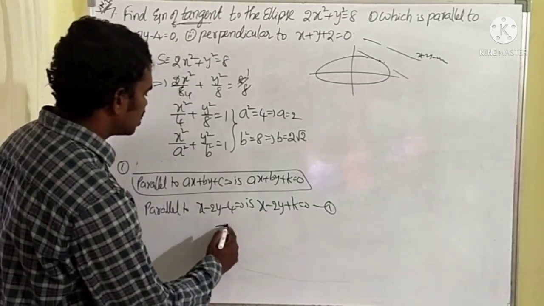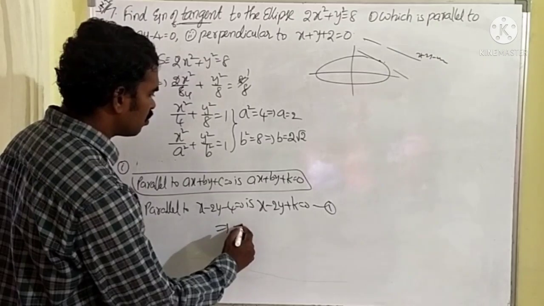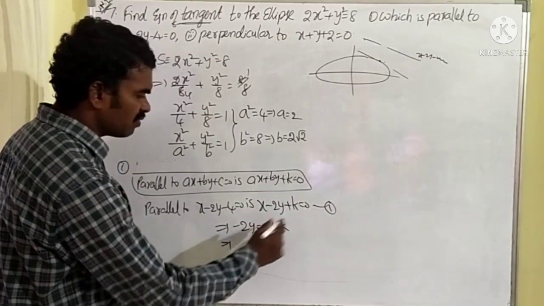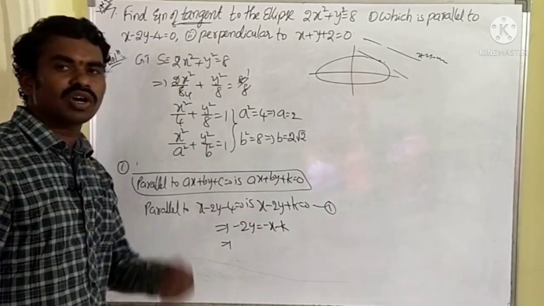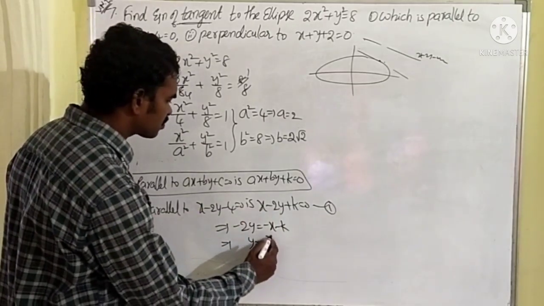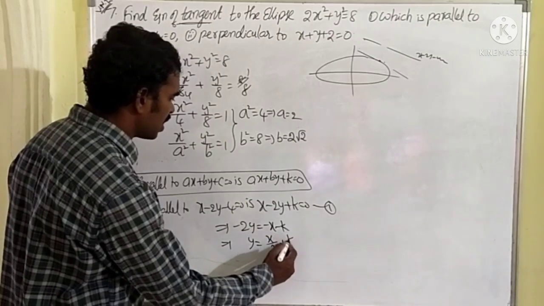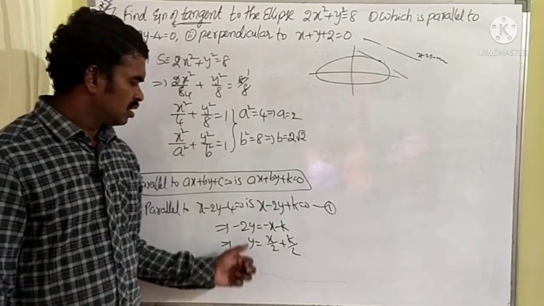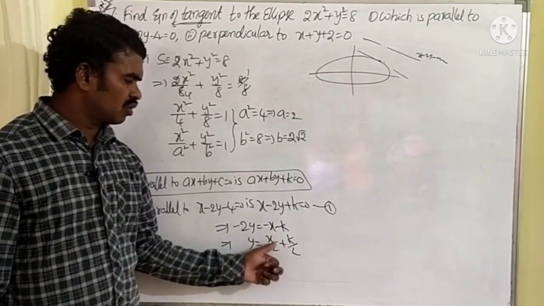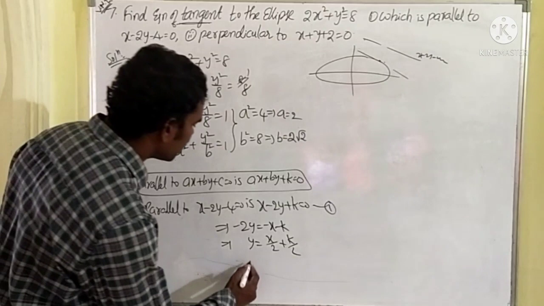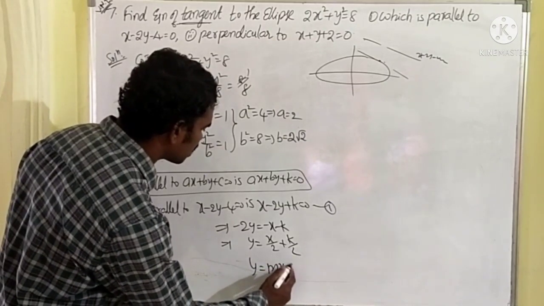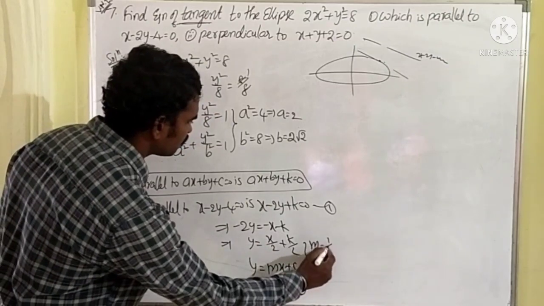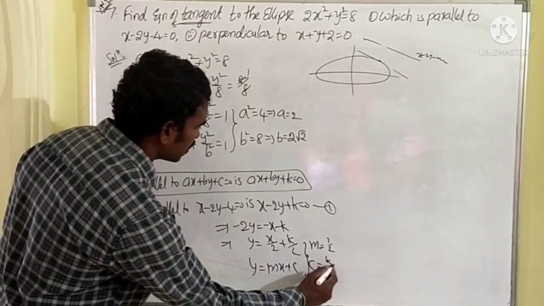I am going to convert this: minus 2y is equal to minus x minus k. Divide both sides by minus 2. So y equal x by 2 plus k by 2. Do you understand? The minus signs all cancel, 2 goes to the right side, and everything is plus. Comparing with the general y equal to mx plus c, m will be 1 by 2, c is k by 2.